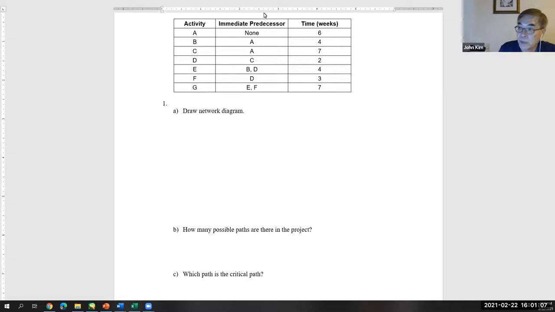So first, activity A doesn't have an immediate predecessor, so it is the starting point. So node A, and then activity time is 6. B and C from A. B activity time is 4. C activity time 7. And arrow.